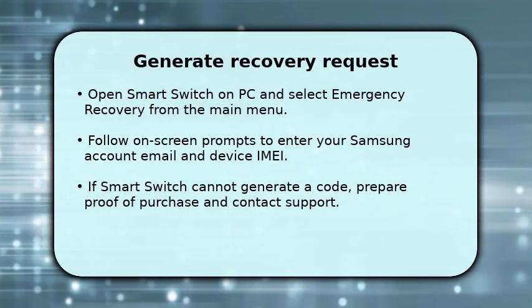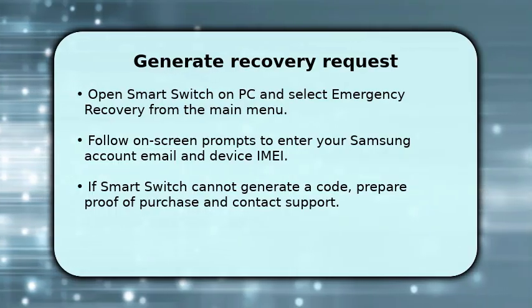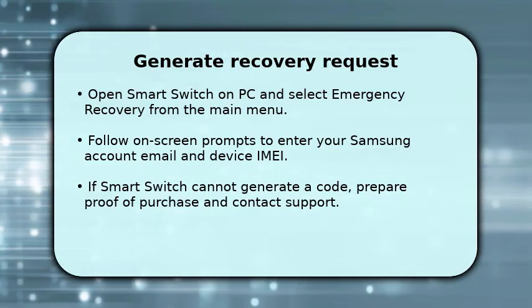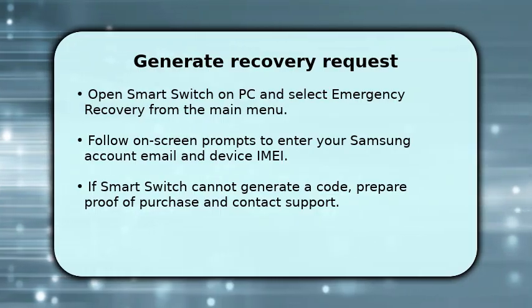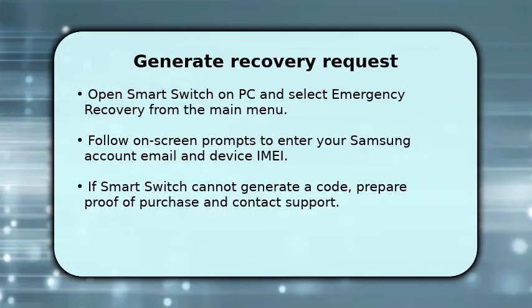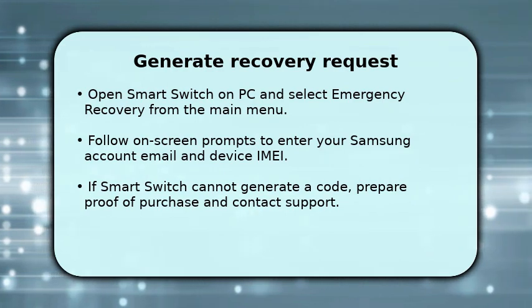Open Smart Switch on your Windows or Mac computer and select Emergency Recovery from the main menu. Connect your device with a USB cable and accept any connection prompts on the phone. Follow on-screen prompts to enter your Samsung account email and the device IMEI when requested. Smart Switch will attempt to generate an emergency recovery code for your device.